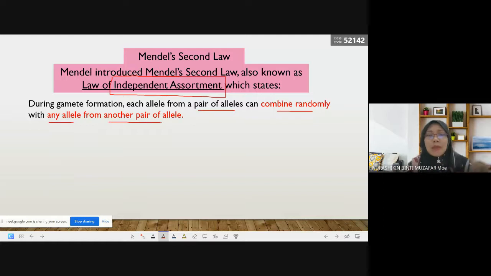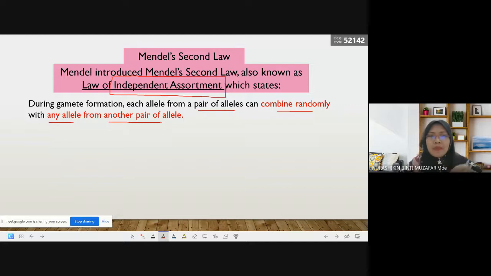So there are many possibilities, because there are many gametes. They can pair with any pairing they have. It can be both dominant, it can be heterozygote, it can be both recessive. So that's why the ratio is bigger, 9:3:3:1, because it carries two pairs of alleles. It carries two characteristics. That's why for this law we call it the law of independent assortment.